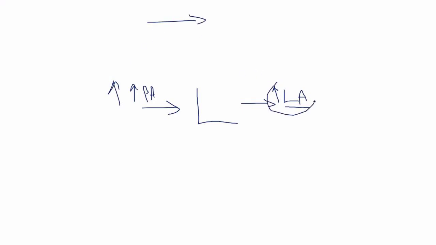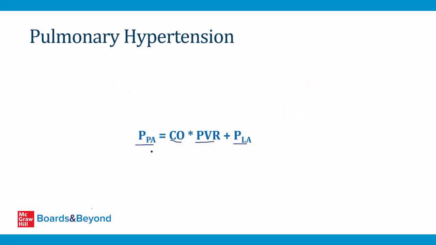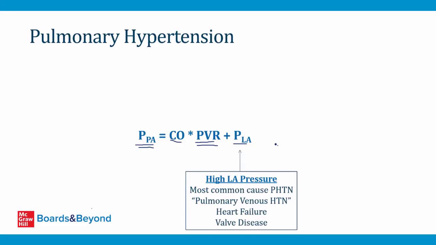But if the left atrial pressure is normal, the other way you can get a high pulmonary artery pressure is if there's lots of resistance to flow through the lungs. That will cause the pressure back here to go up, and that is another thing that can give you high pulmonary artery pressure. So that's basically what this flow equation is telling us, that the pressure in the pulmonary arteries can go up if you have a rise in the pulmonary vascular resistance or a rise in the left atrial pressure.